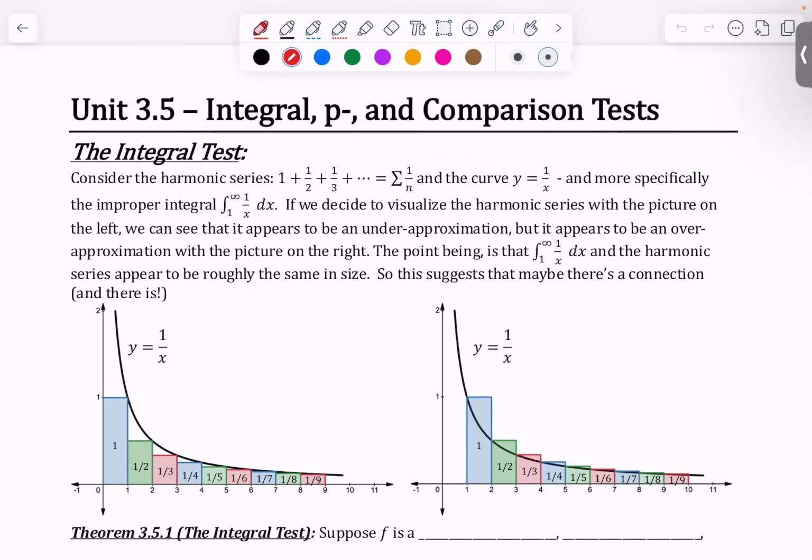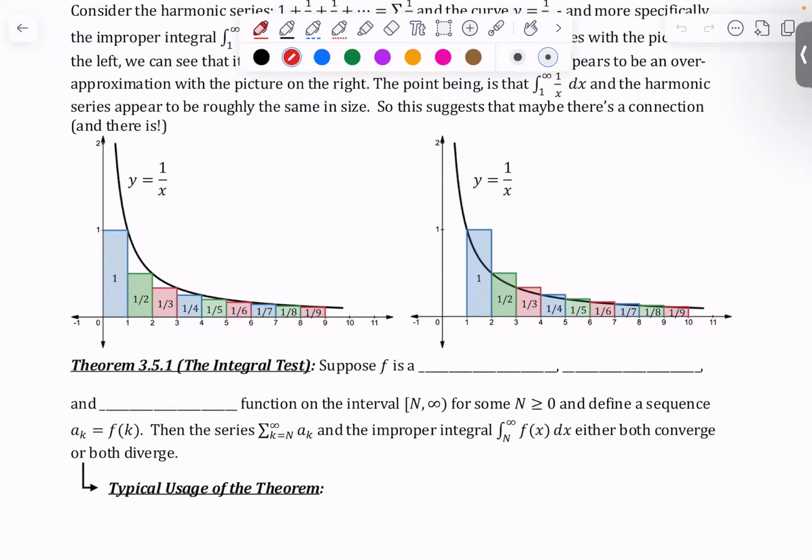You can shift it a little bit so that it's underneath, giving a slight underapproximation of the area, or you can shift it to the right a little bit and it becomes an overapproximation of the area. In general, what that led to was a question about whether there was some connection between the integration and the series itself. And that gave us a thing called the integral test. It's probably one of the most technical out of all of them because it has a lot of requirements.